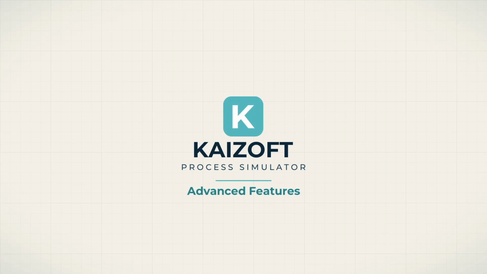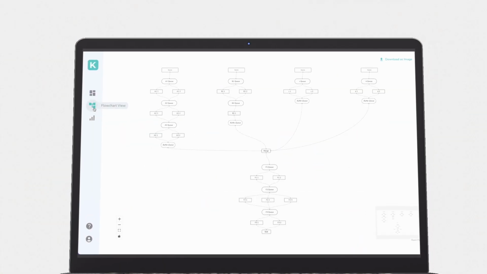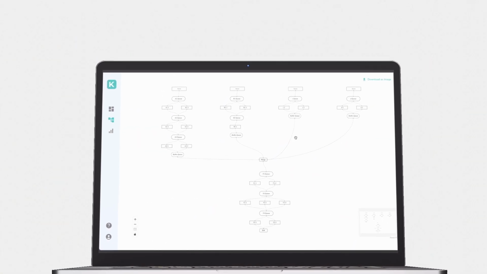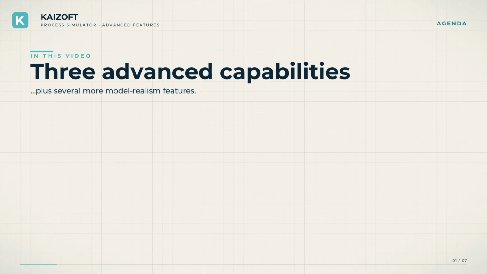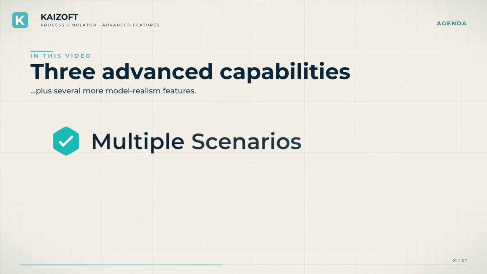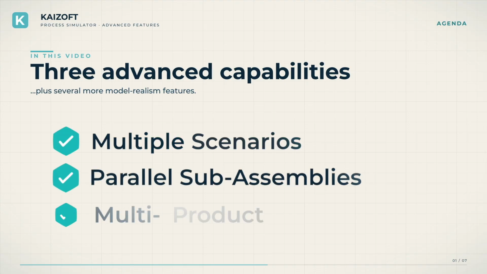Welcome back! As your operations grow, your simulation models need to handle more complexity. Today, we're looking at the advanced features in the Kaizoft Process Simulator higher tier plans: multiple scenarios, parallel subassemblies, and multi-product simulation.